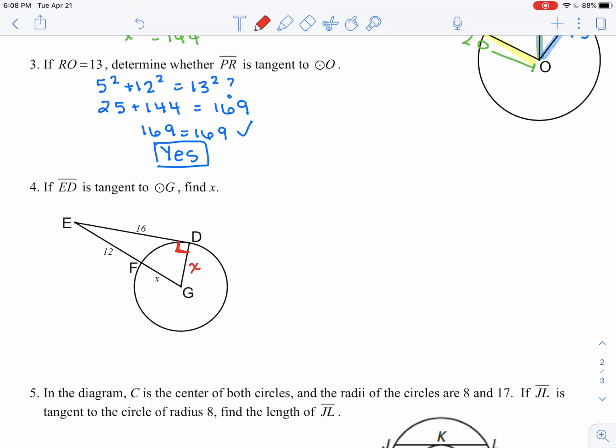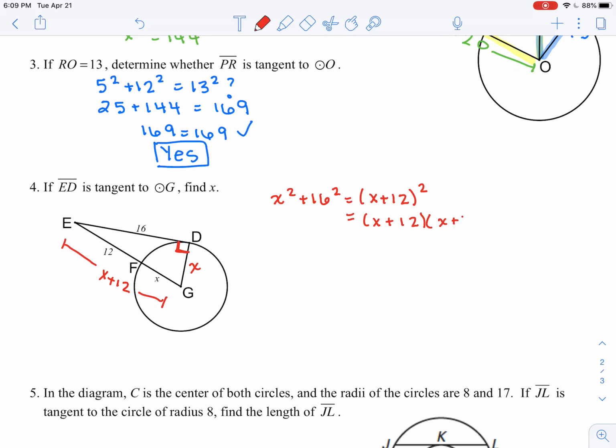We know we're going to use Pythagorean theorem, so I have x squared plus 16 squared equals the entire hypotenuse, which is GE, is x plus 12 units long. So in our equation, it equals x plus 12 squared. You have to put that x plus 12 in parentheses, and I'm going to deal with that side of the equation first. Remember, you cannot simply square x and 12.